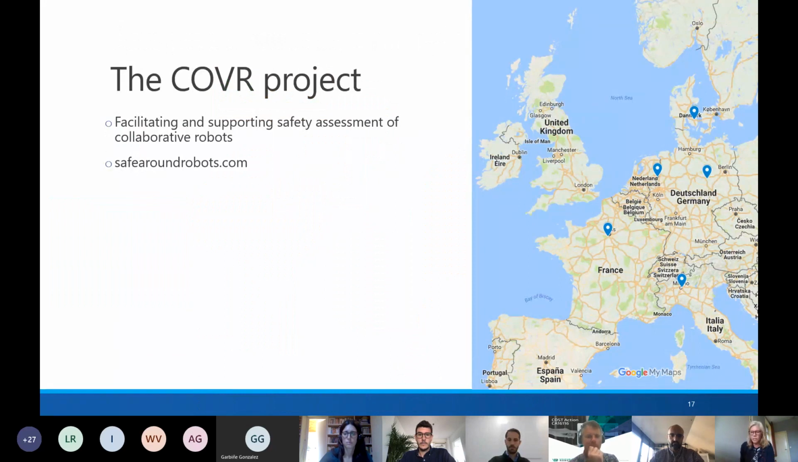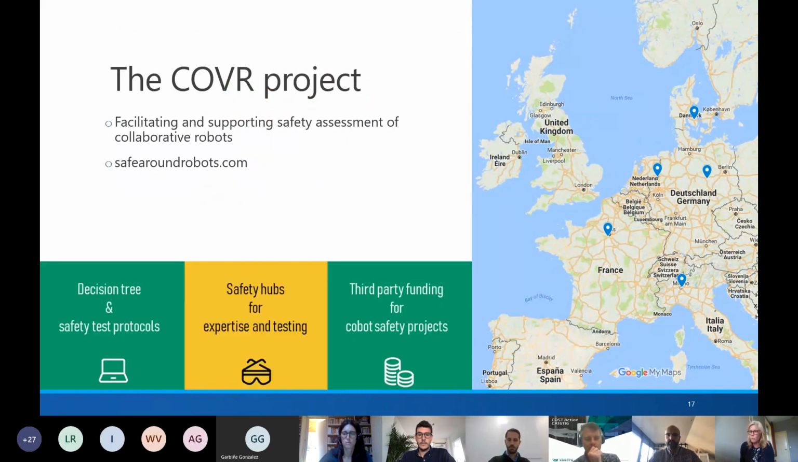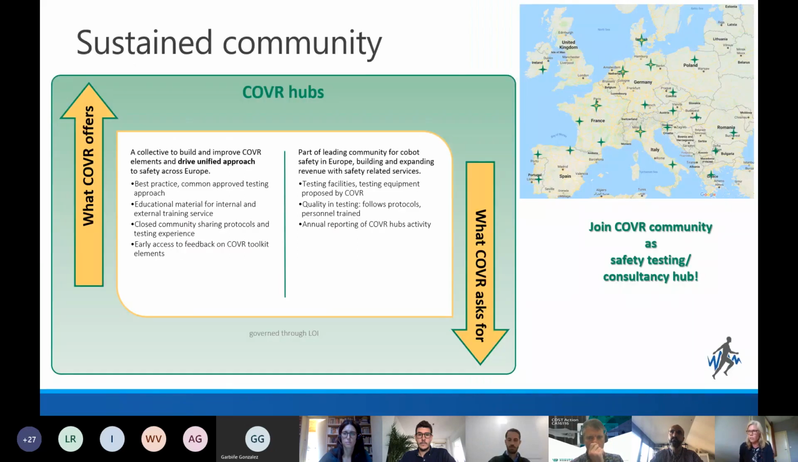So coming back to the COVR project, like I said, it's nearly at the end of the runtime of the project, but of course we want to keep this information available after the end of the project. That's why we are trying to establish more of these safety hubs, more of these testing facilities, to build a sustained community. We want to try to build a network of safety hubs across Europe, where you can find the best practice, where you can go to have your robot tested.